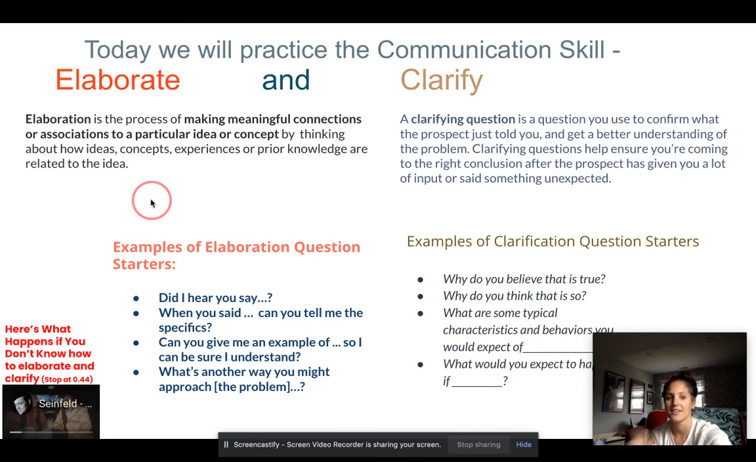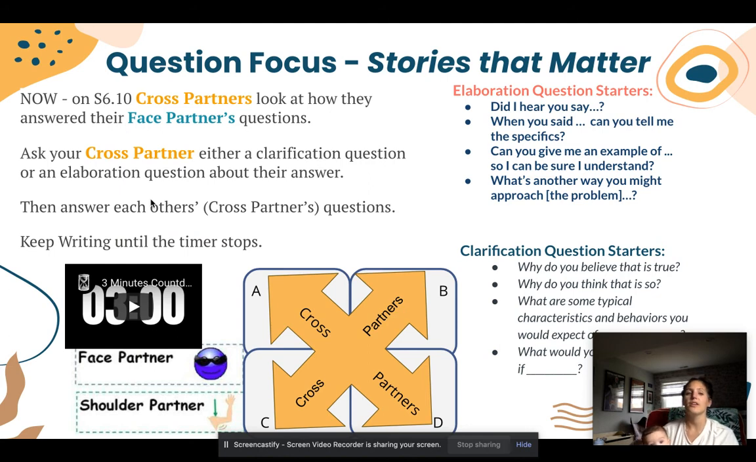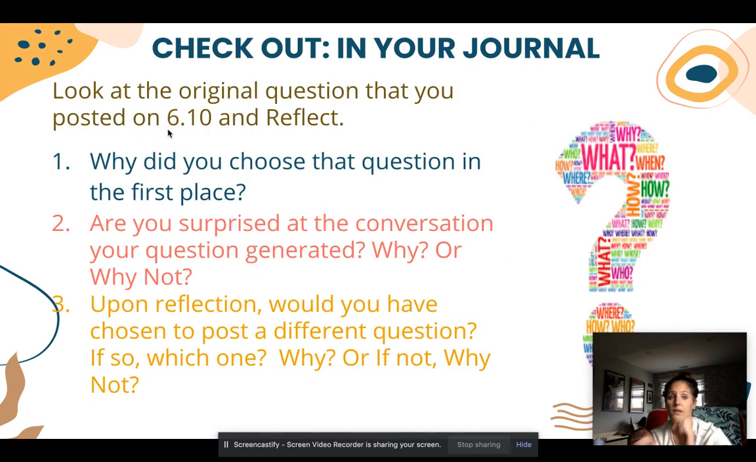This is incredible. So what I'd like you to do now is on 6.10, choose your cross partner. So the person across from you now, and look at how they answered their face partner's question. Ask your cross partner either a clarification question or an elaboration question directly on Google Classroom. Set the timer for 3 minutes. Keep writing until the timer stops.